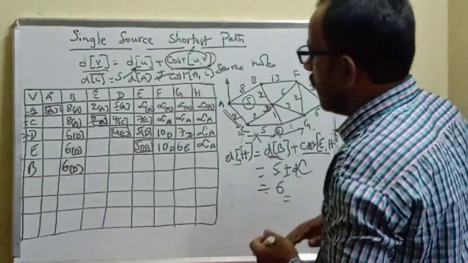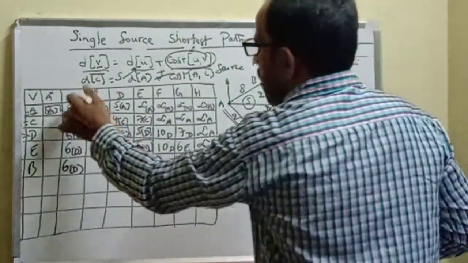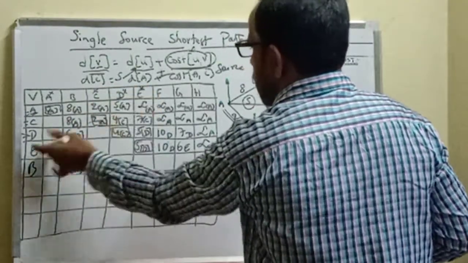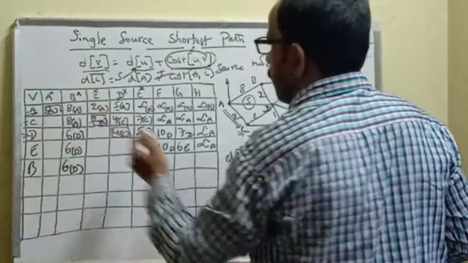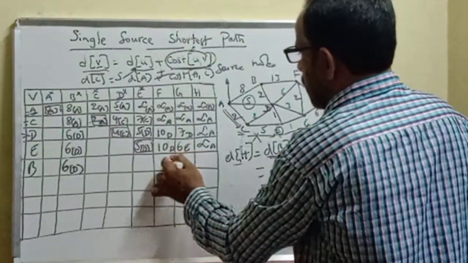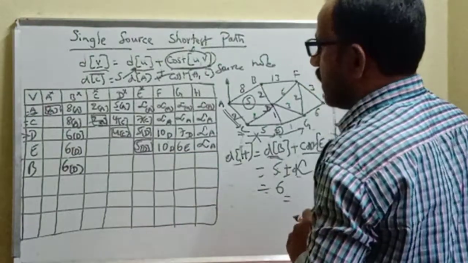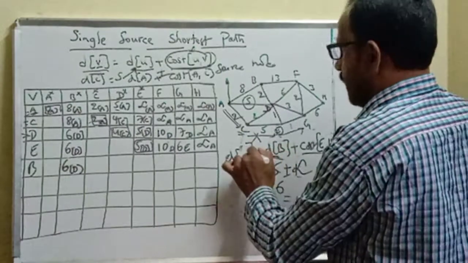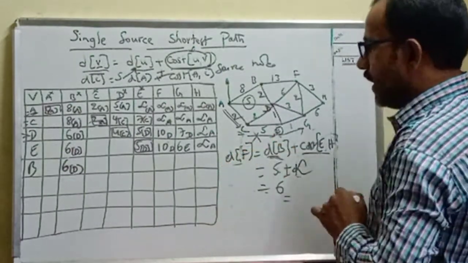Okay? Now remaining: A is selected, D is selected here, and E is also selected here. Now the unknown are these three. The not yet selected nodes are these three nodes: F, C, H. Now calculate the distance of F. Next node is distance of F.